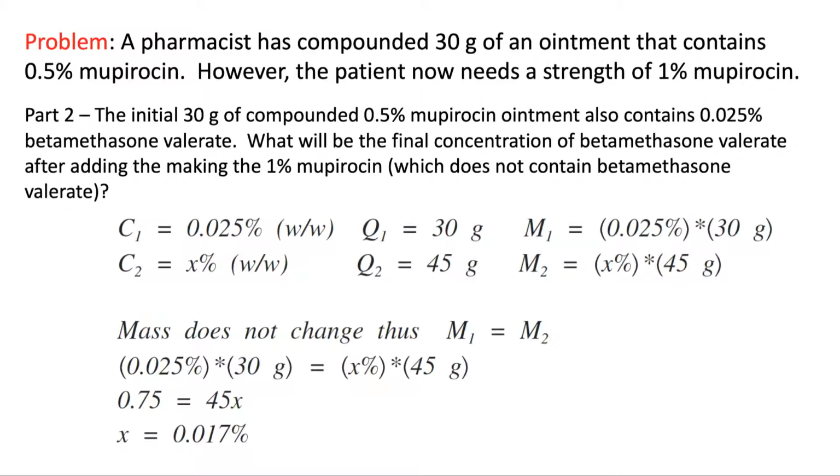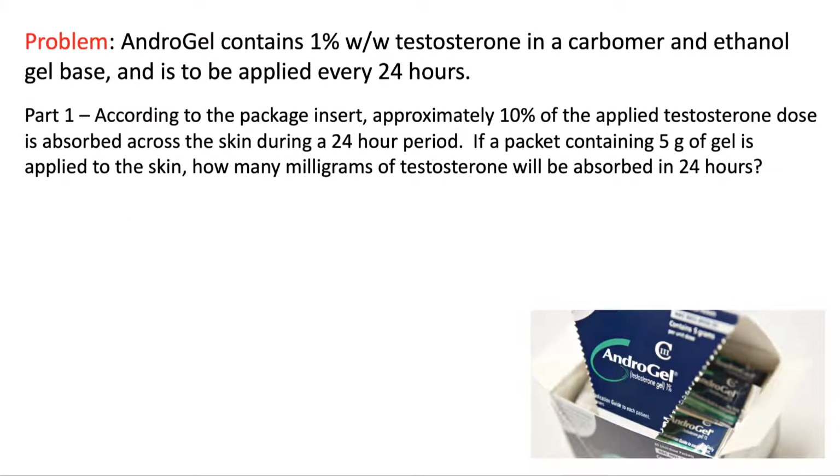So that answers this question. What we've been able to identify using the algebraic method is that by combining the additional mupirocin with our original ointment, our final resulting concentration of betamethasone valerate would be 0.017%. All right, well, let's move on to a new problem.